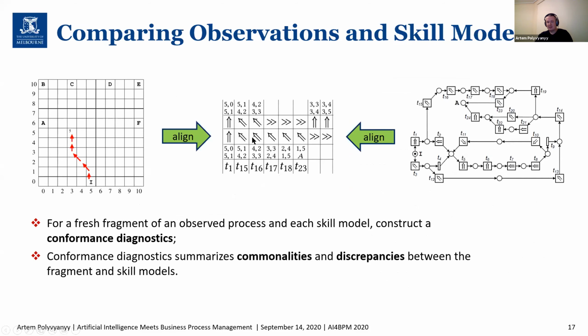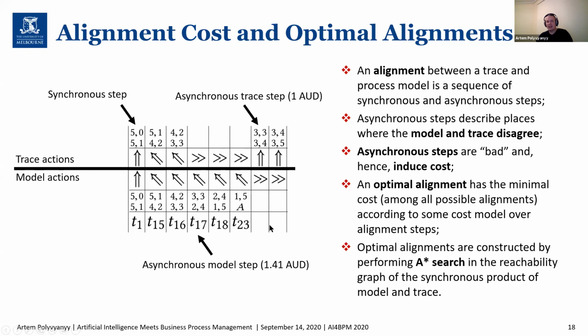So this artifact is produced by a technique called optimal alignments, a well-known technique in process mining. We can compute the smallest deviations between observations and the skills. And then we can also have some costs on different steps. For example, a bad move costs us something. For example, a move to the north costs us $1 Australian, and a diagonal move then costs us the square root of 2. If we assume that going north, west, or east costs us $1, then the diagonal move will be the square root of 2 dollars, which is 1.41 cents.